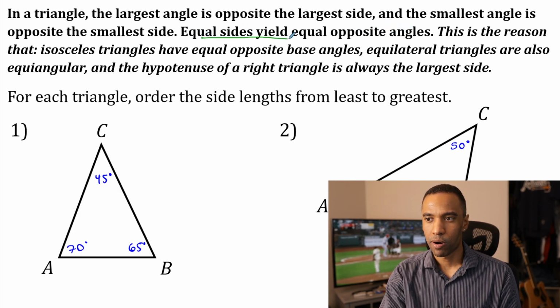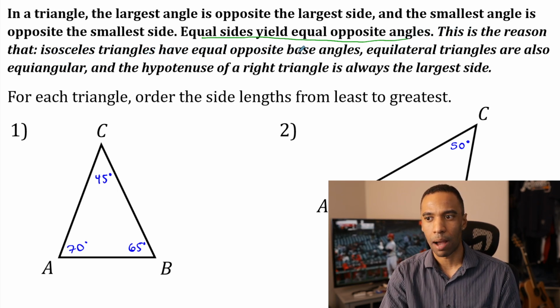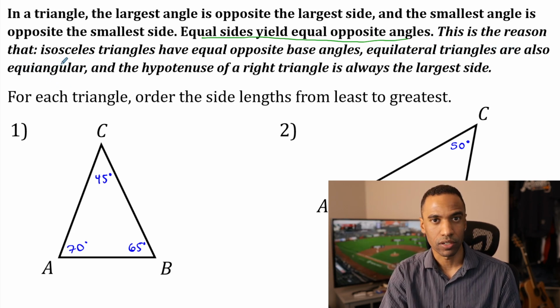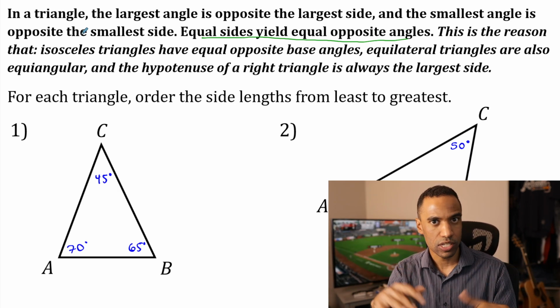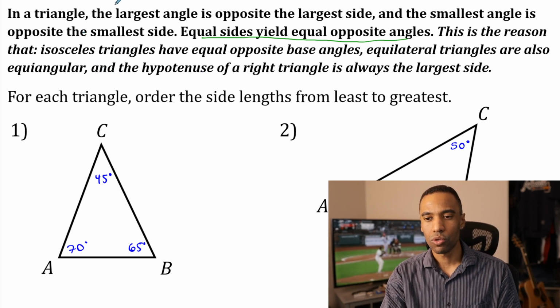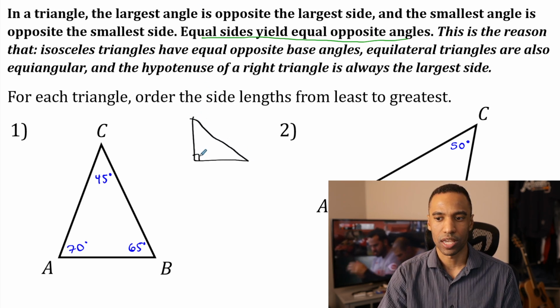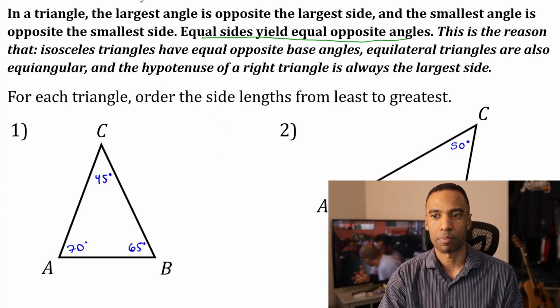This part here is the reason that isosceles triangles have equal opposite base angles, and equilateral triangles are also equiangular. Because if all sides are equal, that means all angles are equal, because the sides opposite are the same. And this is also the reason the hypotenuse of a right triangle is always the largest side. In a right triangle, the largest angle is the 90-degree angle, because these are acute, and the opposite side is right there. So it's going to be it. Yeah, how do you do opposite sides versus opposite angles?